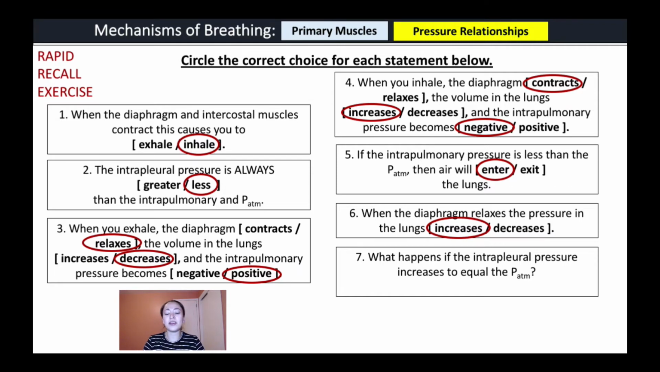Think about what's happening. What happens if the intrapleural pressure increases to equal the atmospheric pressure? Well, we know intrapleural pressure always should be negative. And so if it equals the atmospheric pressure, that's going to be a problem, because now the lungs are going to collapse, because now the lungs can't be vacuumed to the chest wall anymore.